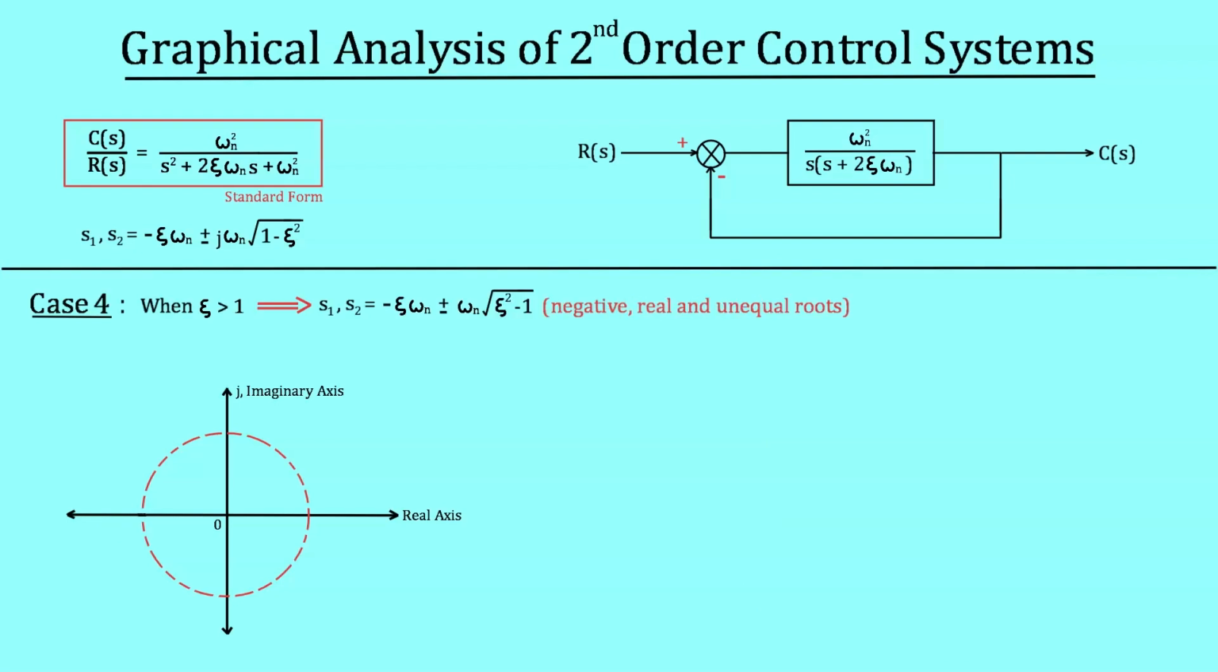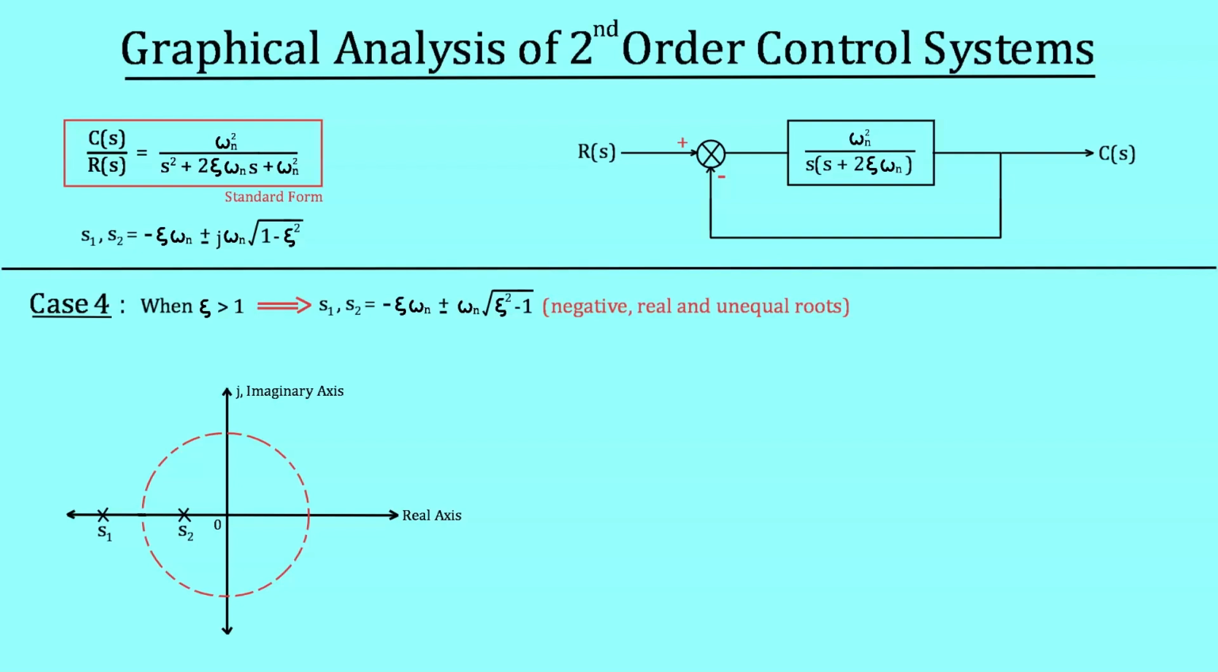The fourth case is when the value of zeta is greater than 1. In this case, the poles will have negative real values which are unequal in magnitude. Observe carefully, the original expression consisted of iota j, and in the under root term, the expression was 1 minus zeta square. But the roots in this case do not have iota, and the under root term is slightly changed. This simply happened because we have taken minus 1 out of the under root term and multiplied it with iota. Now, in this case also, the poles will lie exactly on the real axis.